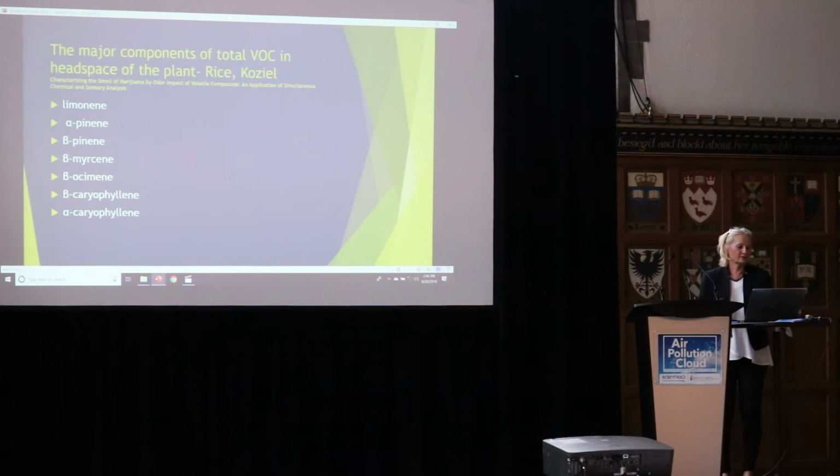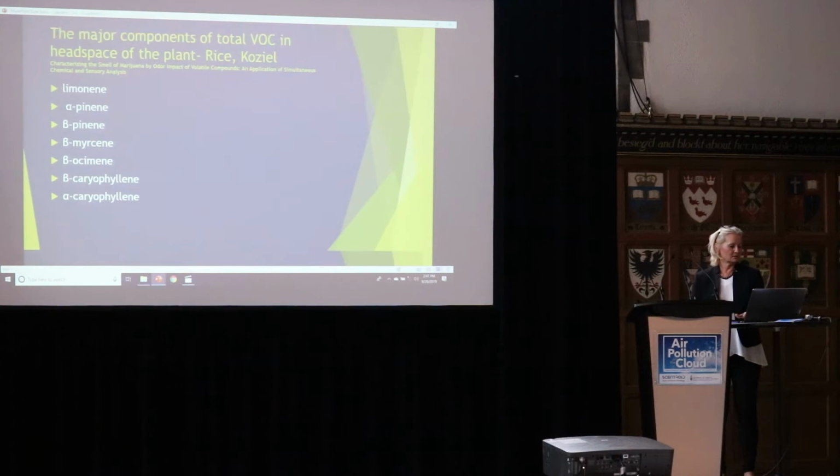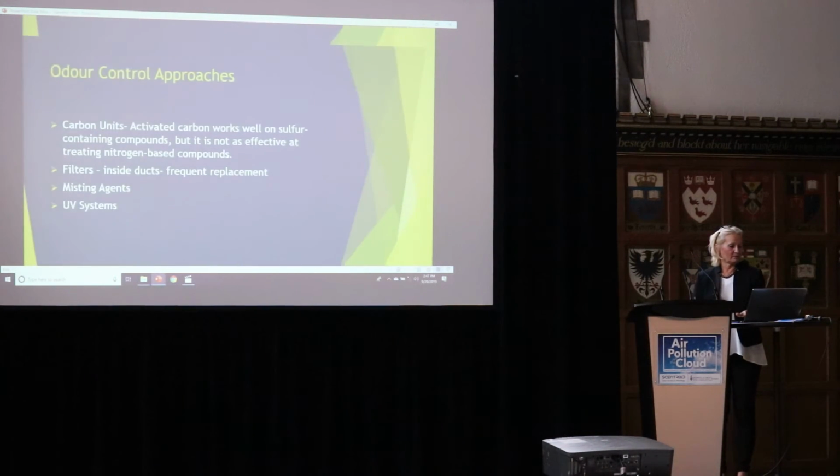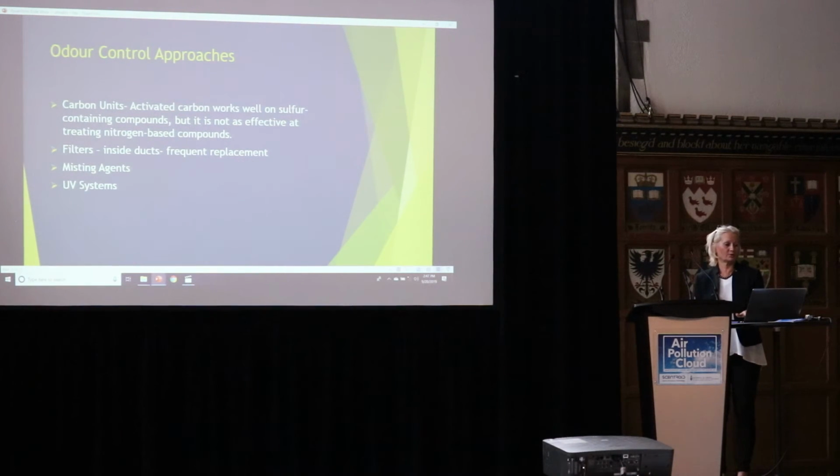Based on the literature, Rice and Collier published the paper characterizing the smell of marijuana by odor impact of volatile compounds and application of systematic analysis. Then there's a list of the chemicals they discovered, but obviously there are more chemicals coming out of the headspace of the plant. So, odor control approaches.